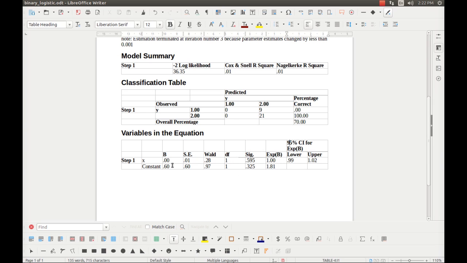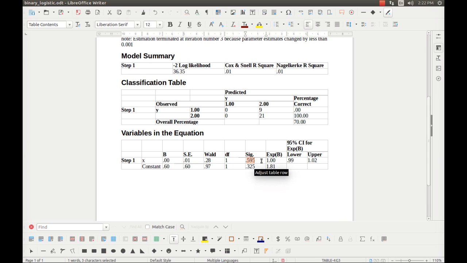Now the very first column, B, is actually the beta. We have a value of 0, which is a bit difficult. A value of that size is rather unusual in any practical setups. But let us pick up the p-value.